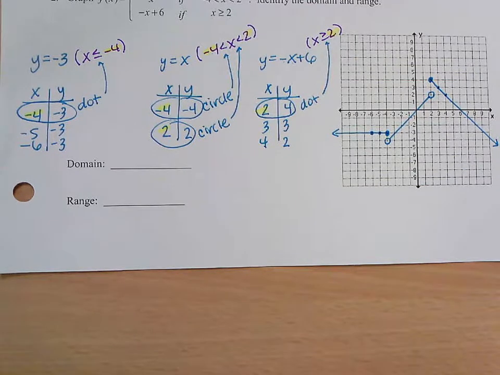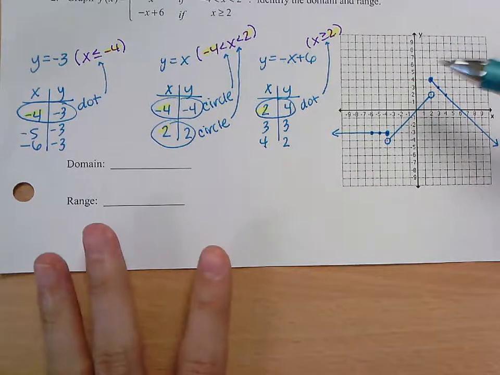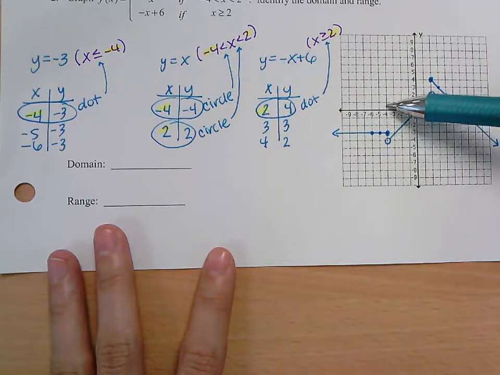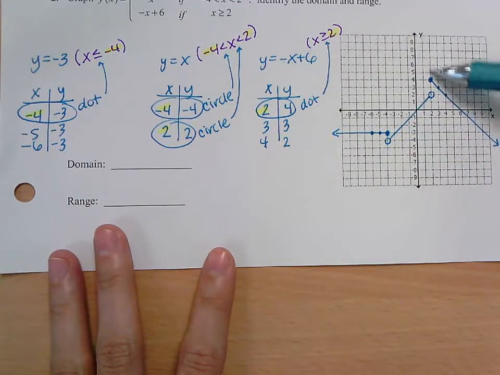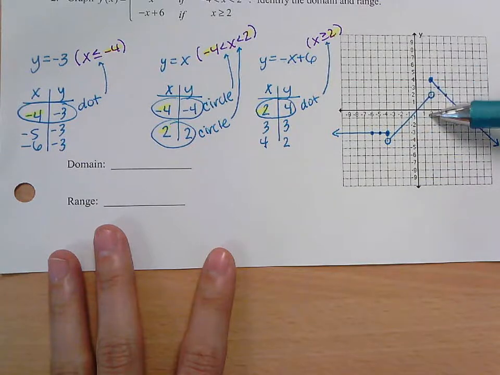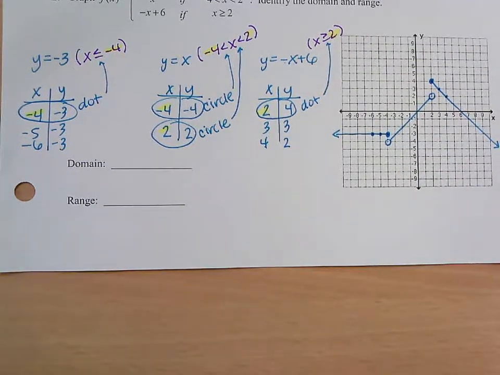So that's your graph. And again, you can double check. It should pass the vertical line test. So the only place we have overlap is at the -4 and the 2, but we do have one dot and one circle. There's no overlap anywhere else. So nothing should be crossing or overlapping each other. Then it's not a function.